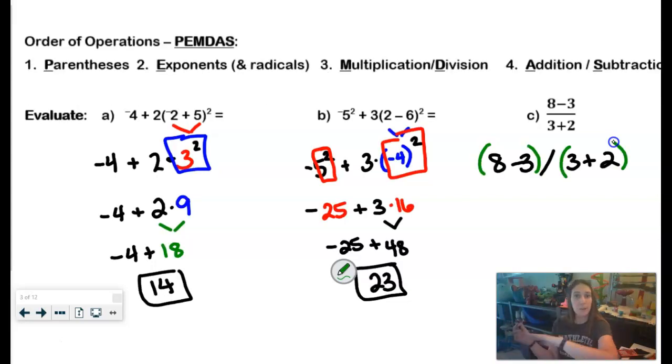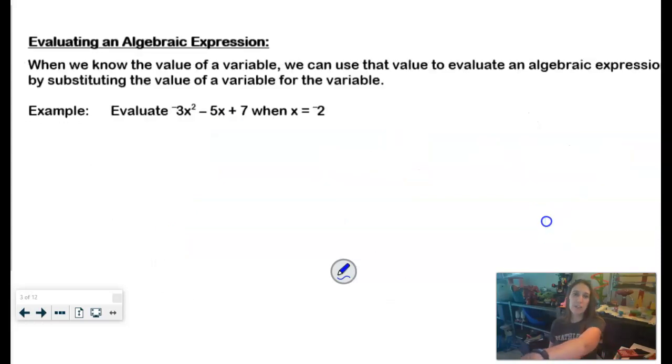Oh, I didn't answer that question though. Back up. All right. So if we answered this question, I could probably do this in my head, right? That's a 5 and that's a 5. So 5 divided by 5, better known as 1. Yeesh, I really can't write. All right, here we go.